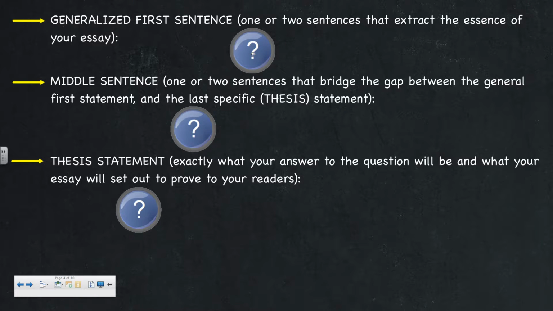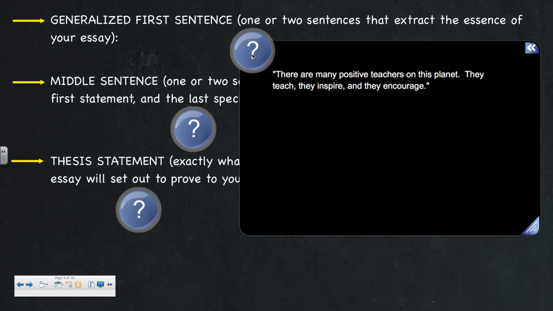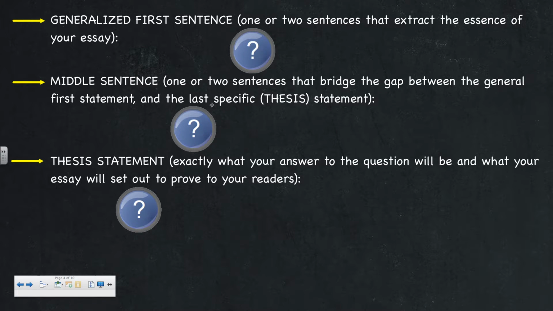Let's take an example. There are many positive teachers on this planet. They teach, they inspire, and they encourage. That's a really great first couple of sentences. It just opens up the idea of what we're going to talk about. Now let's talk about the middle sentence. One or two sentences that bridge the gap between the general first statement and the very last specific statement.